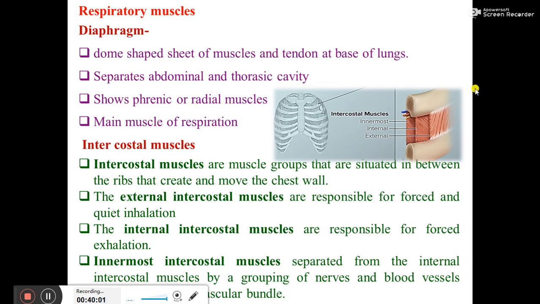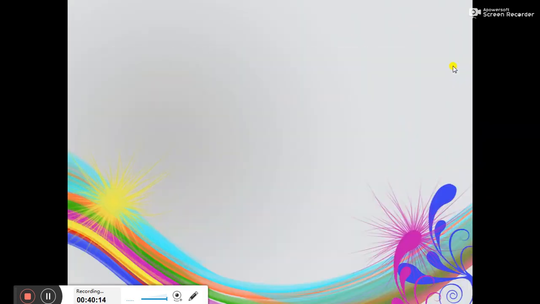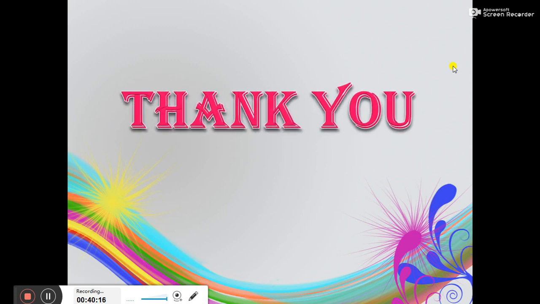Now you are very well aware of the respiratory tract, the conducting zone organs, the respiratory zone organs, and finally the respiratory muscles. I hope you understood the topic very well.